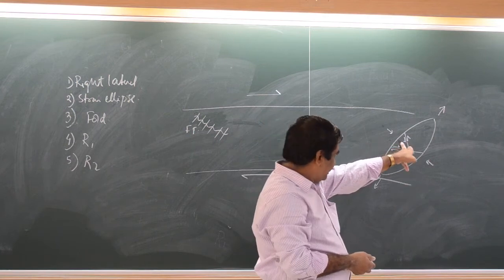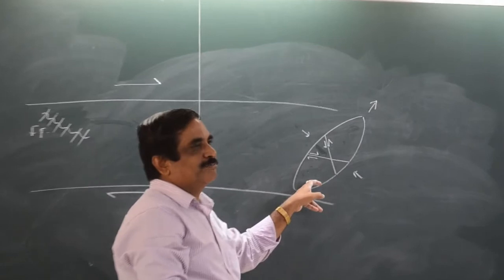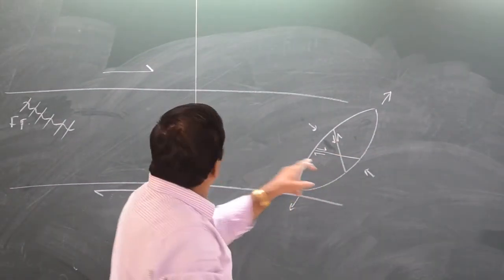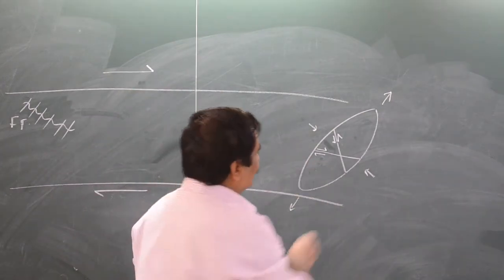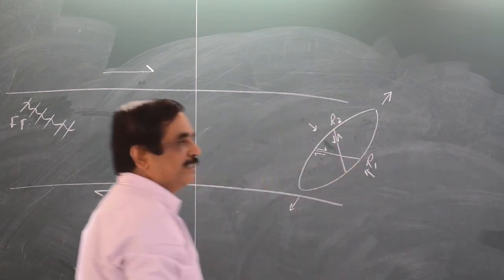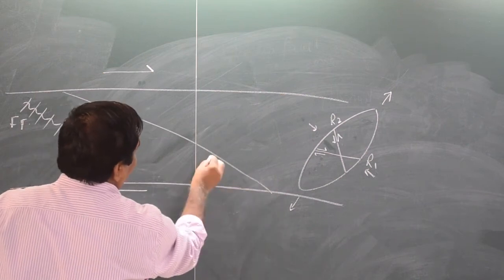This block we are pushing inside like that, with respect to these two blocks. So this will be left lateral, this will be right lateral. So this main one is your right lateral. This one will be R1. This one will be R2. So R1 will be ESA, very low angle. R1.